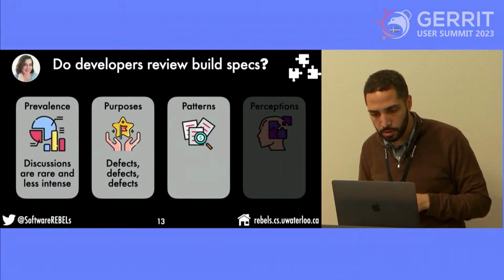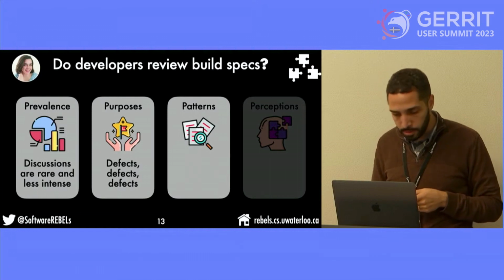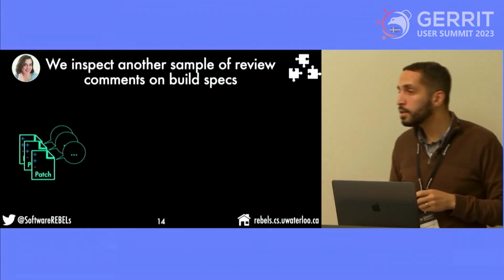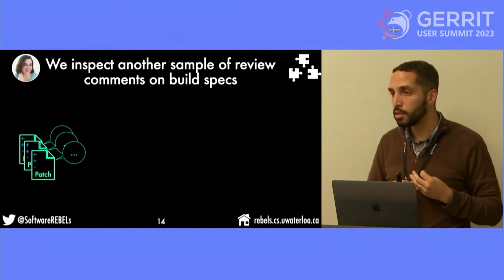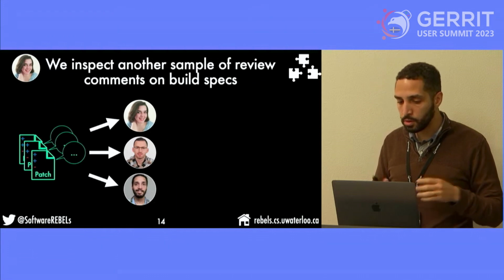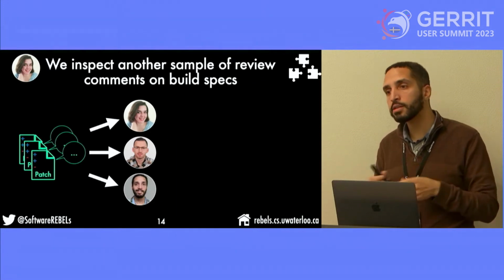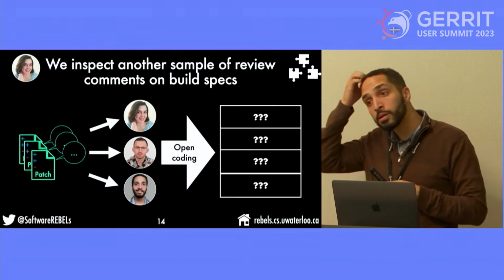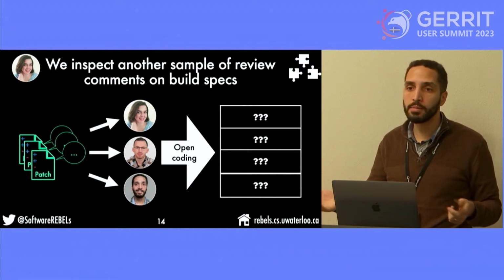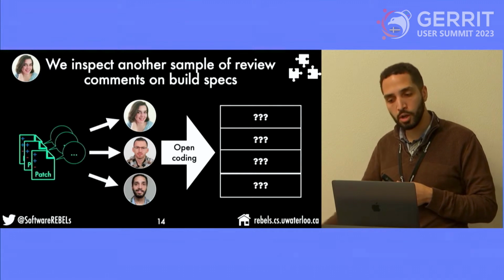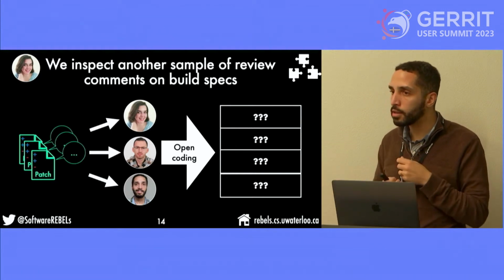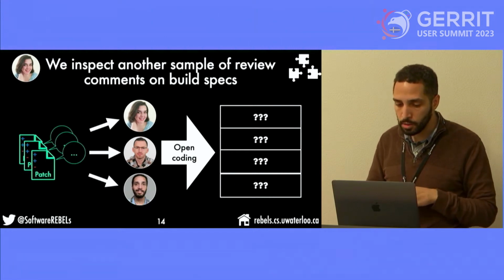Next, let's talk about the patterns. So where are these comments being applied? For this, we did a very similar thing. Again, we sampled a large number of reviews, and each one of us was going to check it. But this time, we checked together to do what's called open coding, because we didn't know what the categories were ahead of time. We were going to discover them as we were coding. So that first step of coming up with what the catalog looks like is done using open coding.